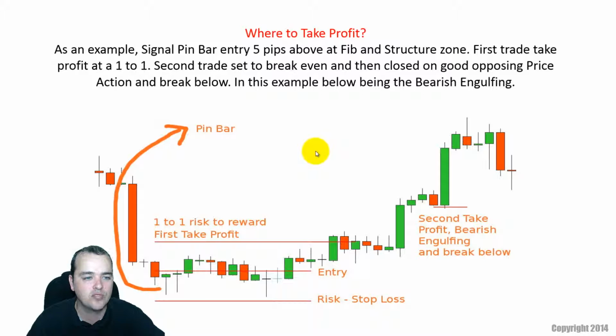First trade, take profit to a 1-to-1, right? And second trade set to break even and then closed on good opposing price action and break lower. In this example, it breaks lower at the bearish engulfing candle, which you can see here. So first took to a 1-to-1 here. Right, and then second moved along sideways for quite a while, and then finally we got a candle that looked like it was going to go lower.